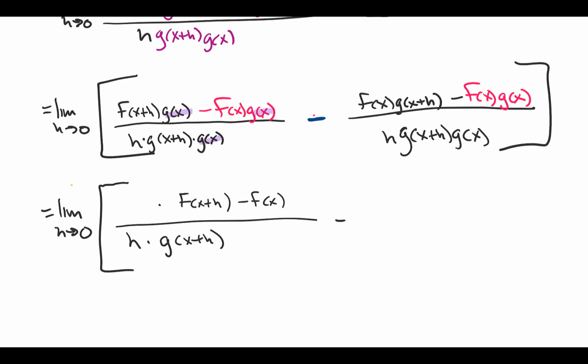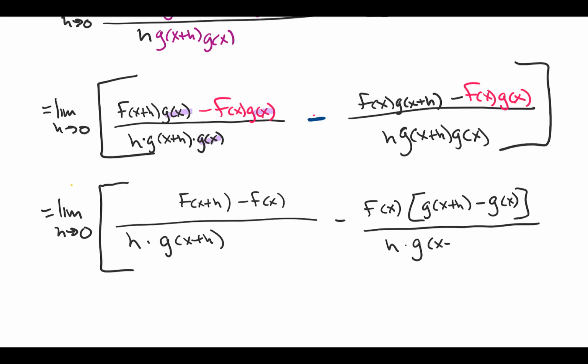Let's play the same game over here. What do we have in common up top? I think we have some sort of f of x in common, but we don't seem to have the g of x. But we're not going to stress about that. We're just going to take this little f of x to the outside. We're going to be left with this g of x plus h minus g of x all over h times g of x plus h times g of x. I'm going to close my bracket back there.